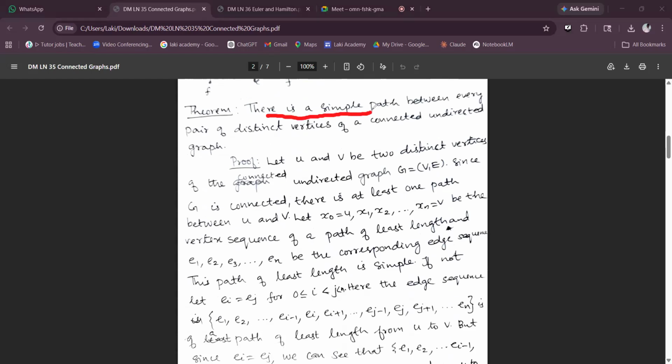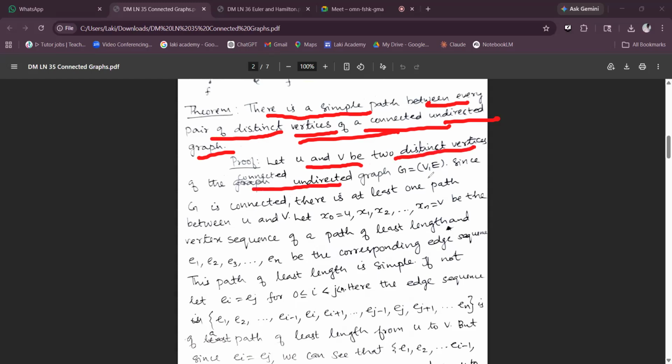There is a simple path between every pair of distinct vertices of a connected undirected graph. So how will you prove this? What you have to prove is that there is a simple path between every pair of distinct vertices of a connected undirected graph. So let U and V be two distinct vertices of the connected undirected graph.